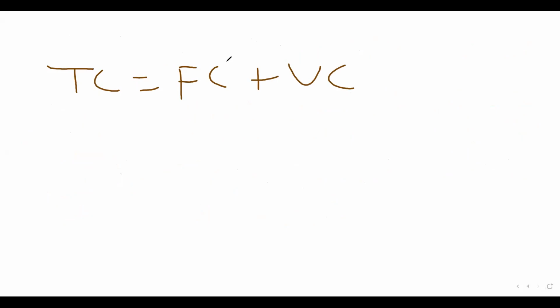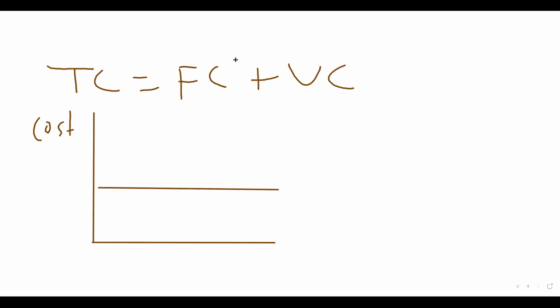Now, if I want to draw fixed cost, what is fixed cost? Fixed cost is the cost that does not change with the level of production. So if you have cost here, and then you have a line, and you have a fixed cost, something like that. So this is your fixed cost, and this is your output.